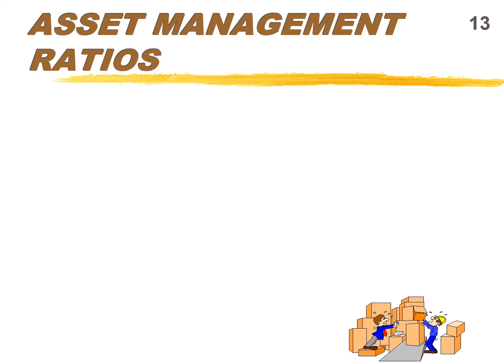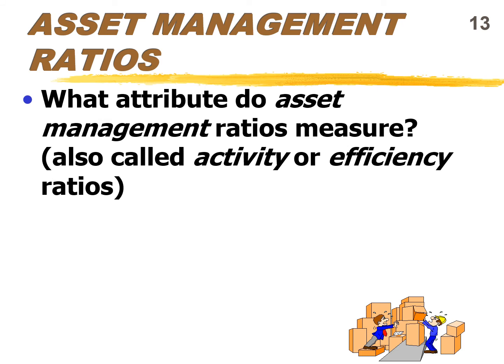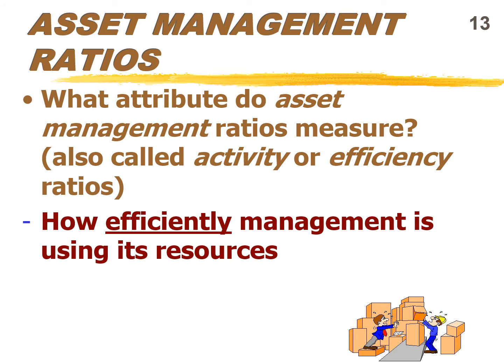The next group of ratios that we examine are called asset management ratios. They may be also called activity or efficiency ratios. They basically examine how much activity management generates for the size of the company.